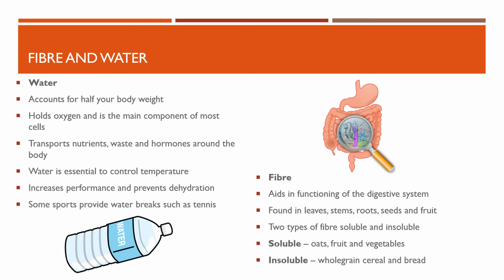So fibre and water. Fibre and water are 2 very important things and they really aid your digestive system. Water accounts for half of your body weight. It holds oxygen and is the main component of most cells. Water also transports nutrients, waste and hormones around the body. Water is essential to control temperature. It increases performance and prevents dehydration.